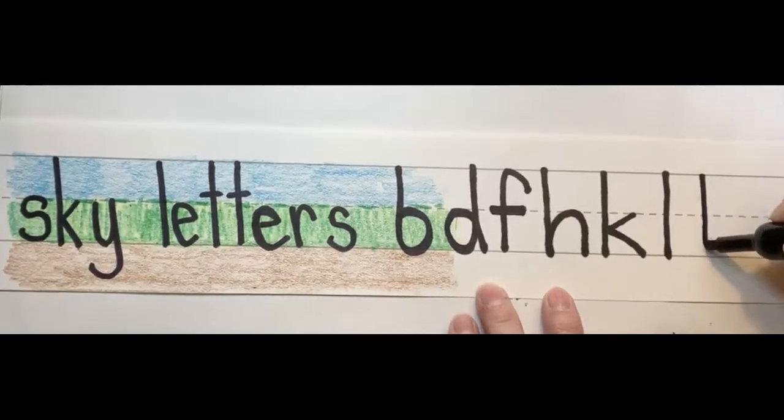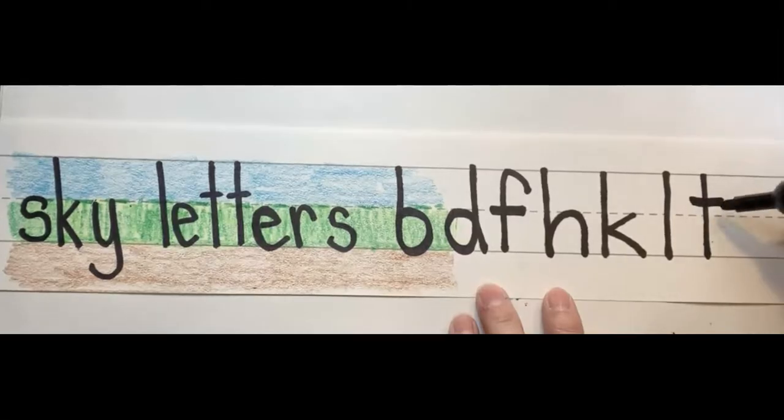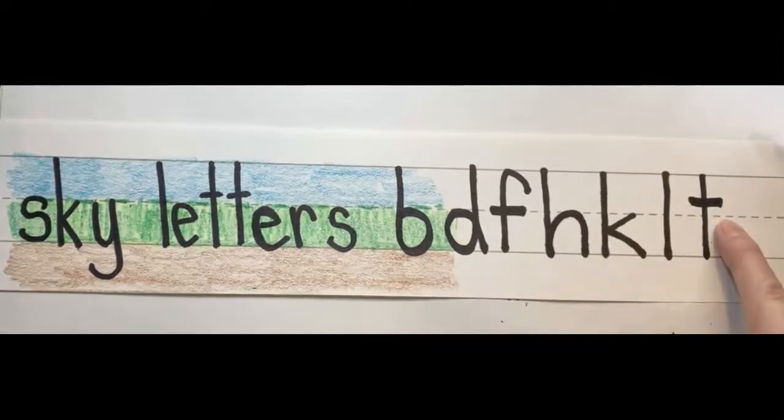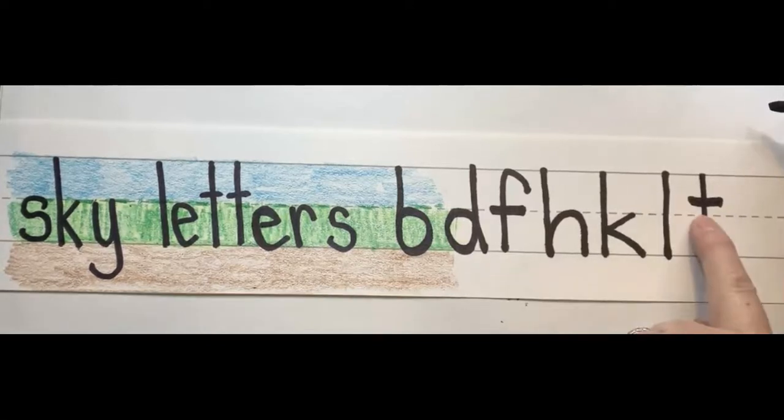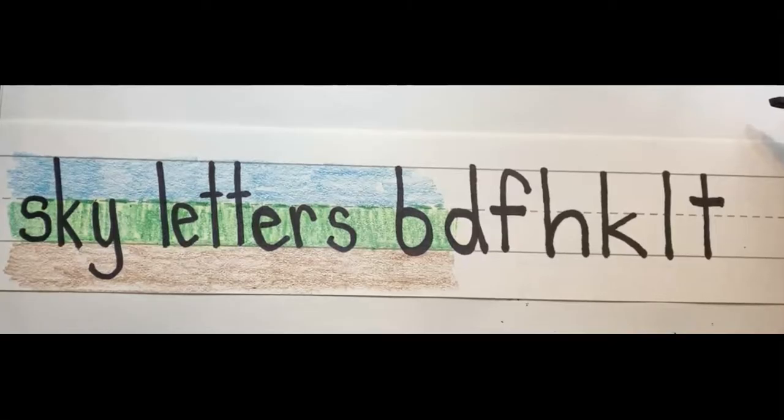My T starts just like an L, and then I cross it, and I want to cross it up in the sky, not where these letters are going to meet this dotted line, because sometimes if you have a pencil, it's really hard to see the line that goes across.